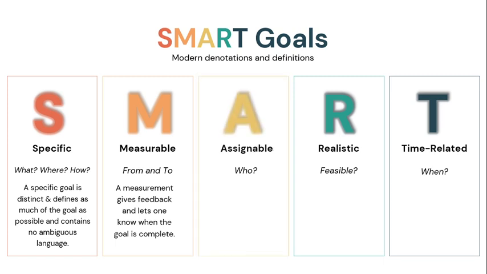A for assignable. A goal must be relatable and make it your personal commitment. Assignable doesn't only have to answer who is involved, like you or your team. Who doesn't only mean people. It also means, can your goal be broken down into chunks? Can you break those goals down by weeks, by small tasks, by routines? That's for assignable. R for realistic.